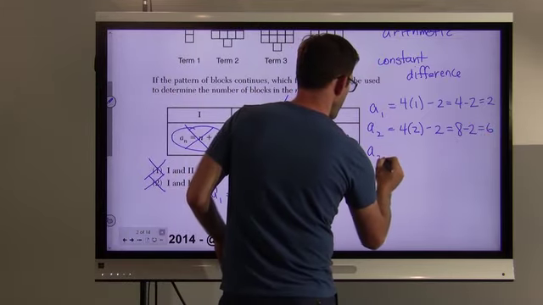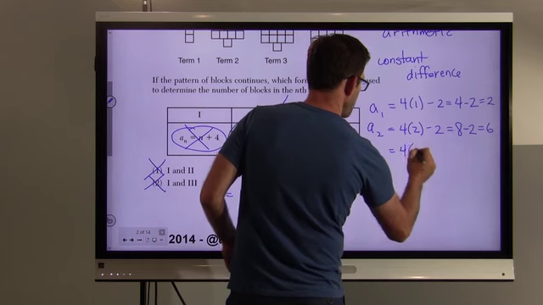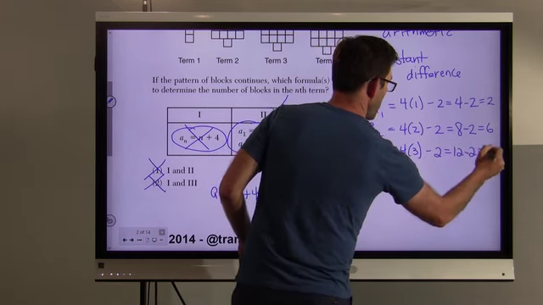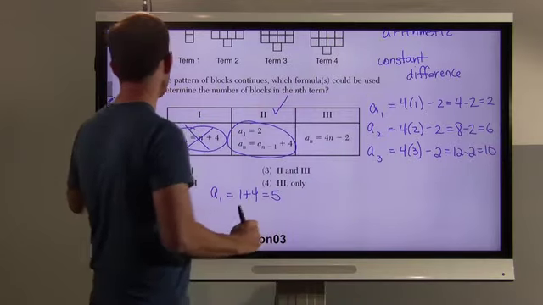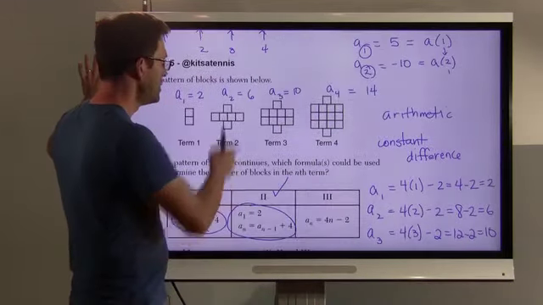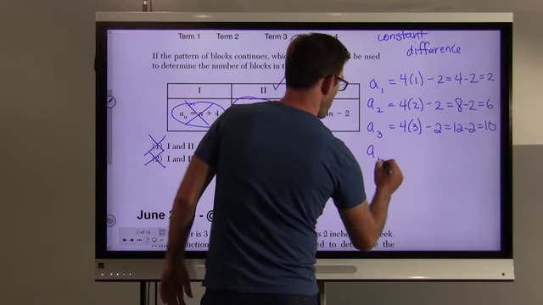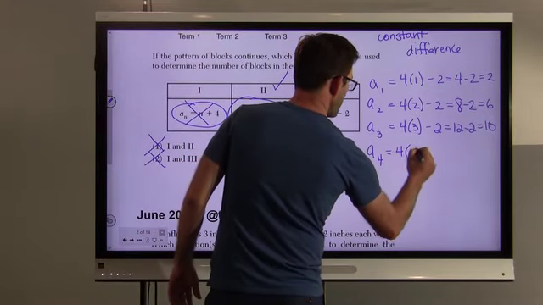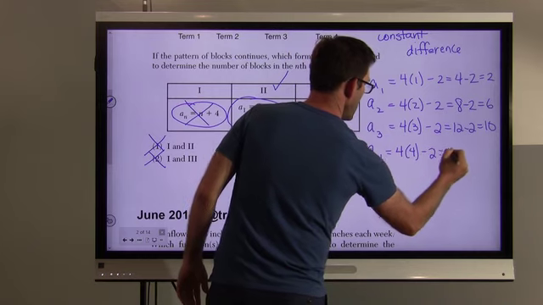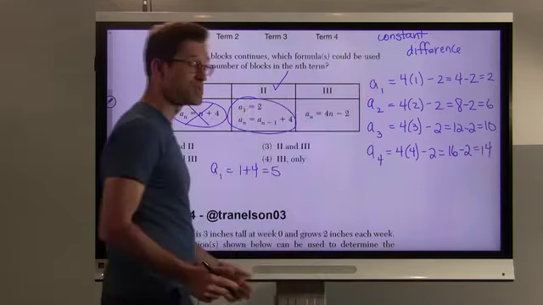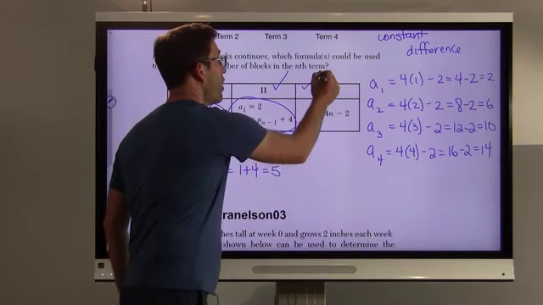Let's try A3. That's 4 times 3 minus 2. That's 12 minus 2, and that's 10. I forgot already. But, yeah, that's right. And finally, A4. 4 times 4 minus 2, 16 minus 2, 14, and that's also right. So that formula also works.